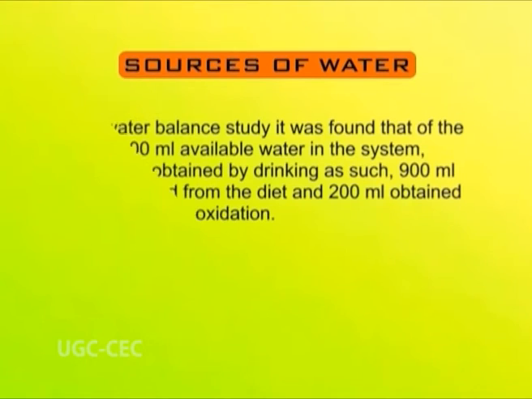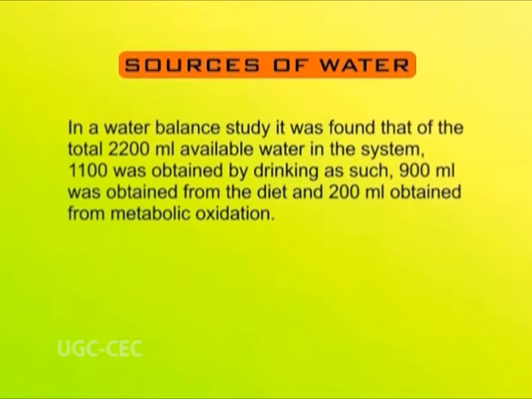Water ingested as such is the source from which maximum water is obtained by the human body. In addition to this, all beverages contain water and thus contribute water to the system whenever these are consumed. Certain metabolic reactions carried on inside the body also release water, and this is one of the sources. In a water balance study, it was found that of the total 2,200 milliliters of water available in the system, 1,100 was obtained by drinking as such, 900 milliliters was obtained from the diet, and 200 milliliters obtained from metabolic oxidation.